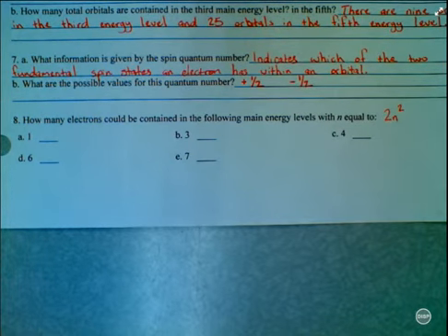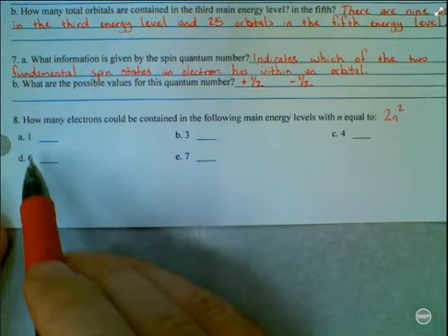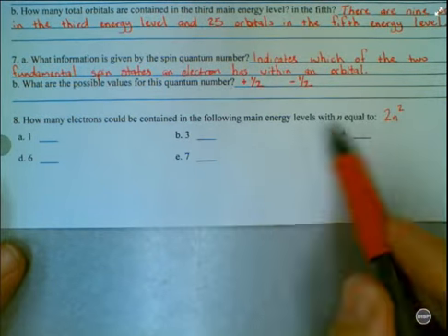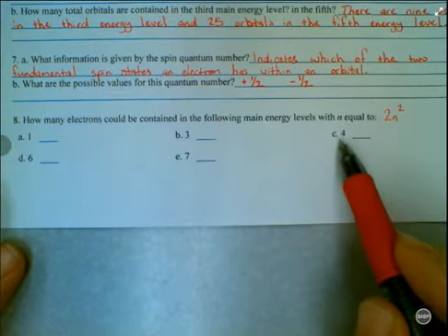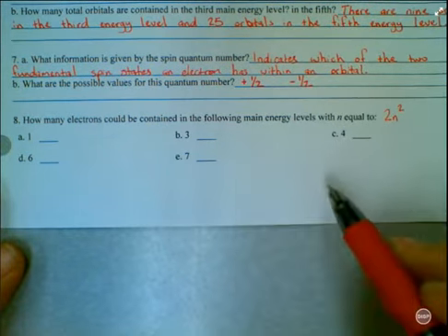All right, let's finish up with number 8. How many electrons could be contained, doesn't mean they are, but could be contained in the following main energy levels with n equal to... All right, so we're going to finish in these options when A, n is equal to 1, B, n is equal to 3, C, when n is equal to 4, D, when n is equal to 6, and E, when n is equal to 7.